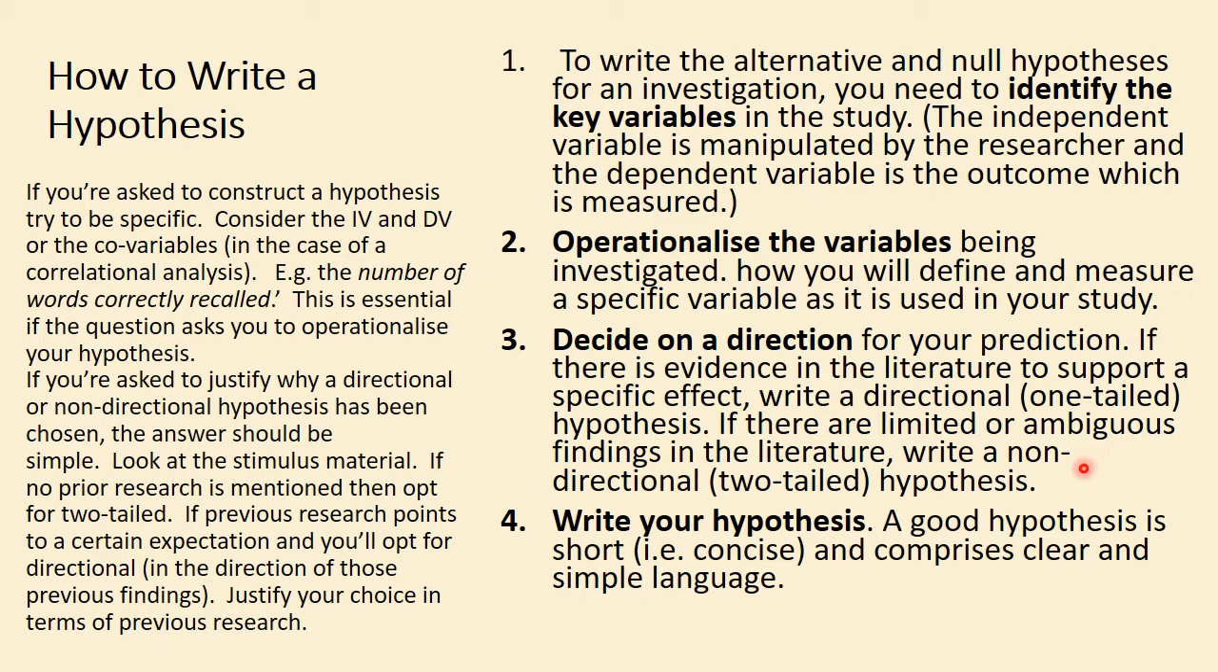Then you need to decide on a direction. Again, look at the stimulus material, the question stem. If it mentions that there's prior research, then that will provide the direction. If it says previous research has shown STM decreases with age, then you know it's a directional hypothesis. If it doesn't mention any previous research, or more often the case, will have a line in it saying the researcher was not aware of any previous research, then you opt for a two-tailed non-directional hypothesis. So the clue will be in the question. Make sure you read the question stem carefully.